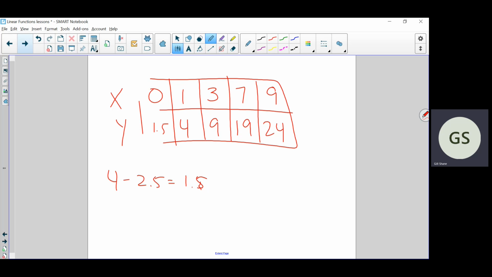Would that be right or no? No, and don't forget your x in the equation too. Did you say 4 subtract 2.5?